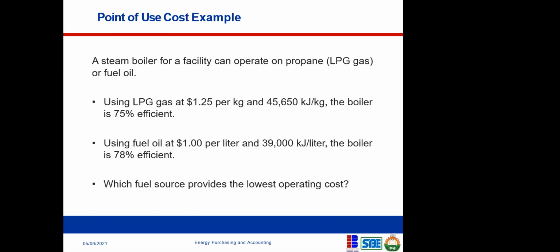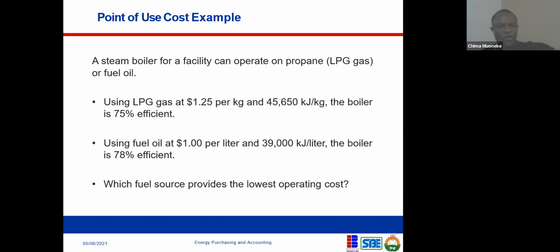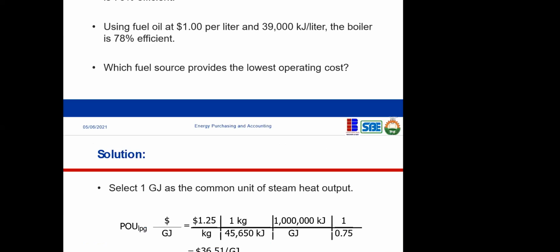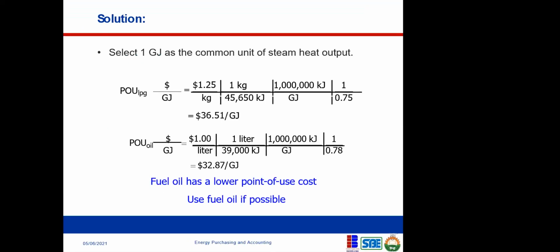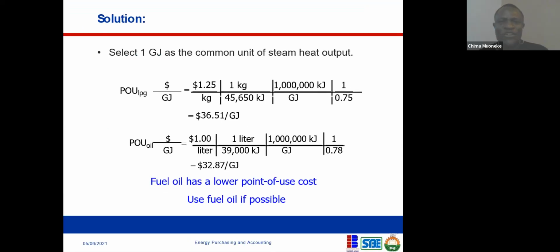Yes. This customer has two options. He can go for a boiler that uses LPG or a boiler that uses fuel oil. He's confused because he doesn't know what the cost would be for him. He brought you in as an energy consultant to advise him. How would you advise him? So we're going to solve this question. Okay. So now, select 1 gigajoule as a common unit of steam output. Now, both of the boilers, their output is steam, right?